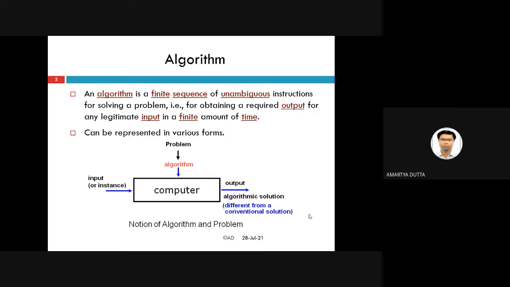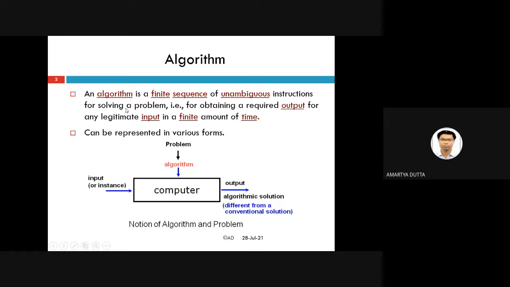Definiteness means the algorithm is a finite sequence of unambiguous instructions, so these instructions should be unambiguous and clear. That is definiteness. Your instructions are unambiguous and clear enough. Finiteness means that if we trace out the instructions of an algorithm, then for all cases, your algorithm terminates after a certain number of steps. That is your finiteness.